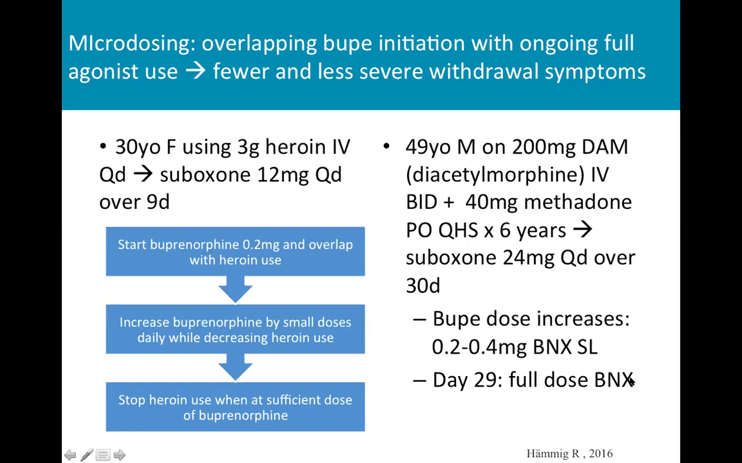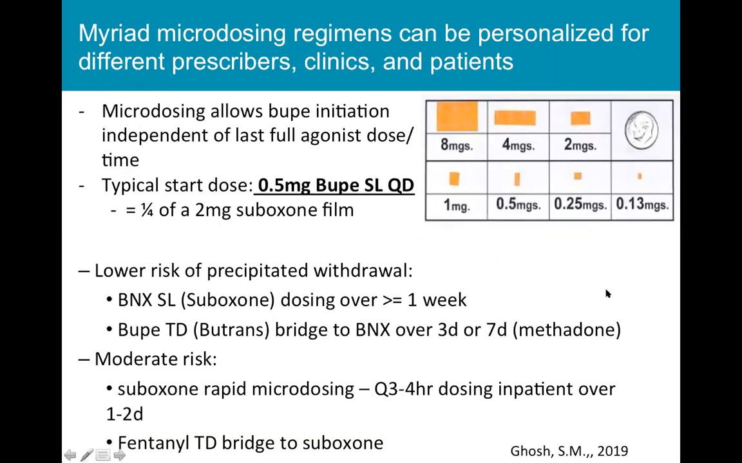This second case took a lot longer, 30 days, just because they were more conscientious about not destabilizing him when he was on such a high amount of full agonist and had such a long period of remission from his opioid use disorder. So not destabilizing him and not causing precipitated withdrawal. These two cases essentially show that the concept of microdosing can be actualized in various ways, and there are different regimens that can be personalized for different prescribers, clinics, and different patient situations.